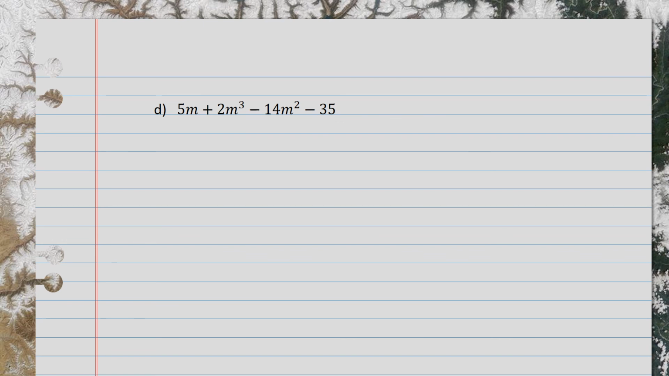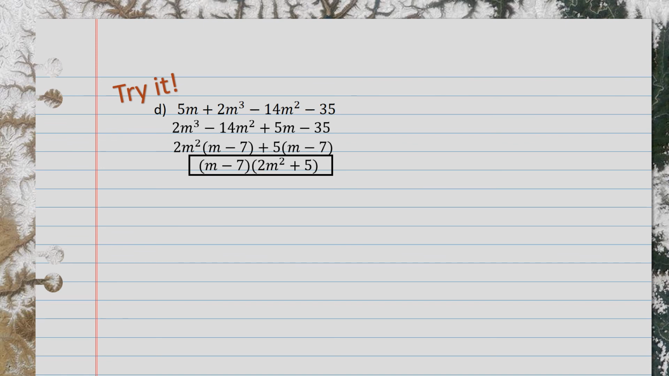Problem D, 5m plus 2m cubed minus 14m squared minus 35. This is your try it problem. Let's see how you did. Hopefully you found it to factor into m minus 7 times 2m squared plus 5.